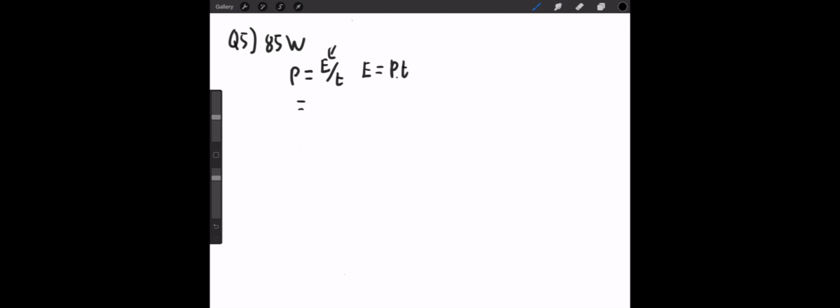But the time has to be in seconds. Now we're told it's 1.3 minutes, and we need to convert that into seconds. There's many ways you can do this. It's quite easy.